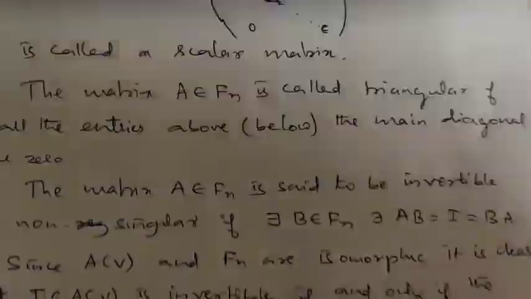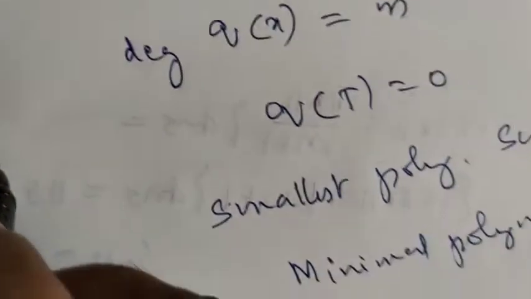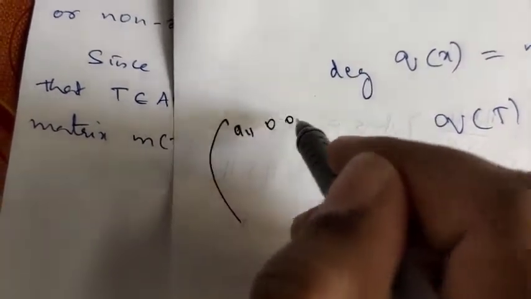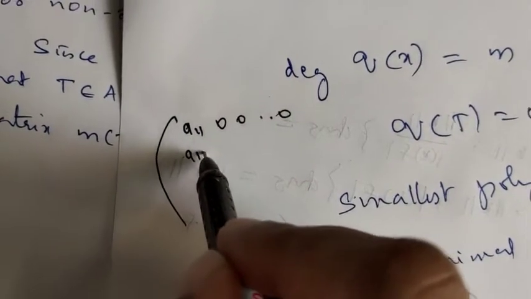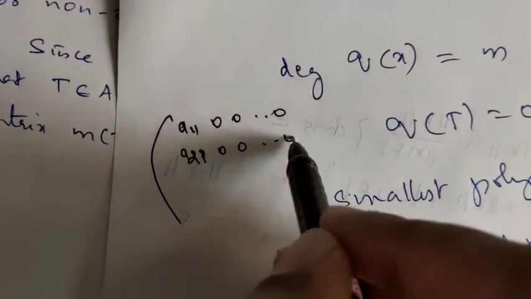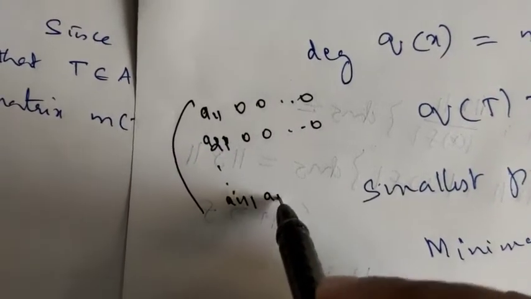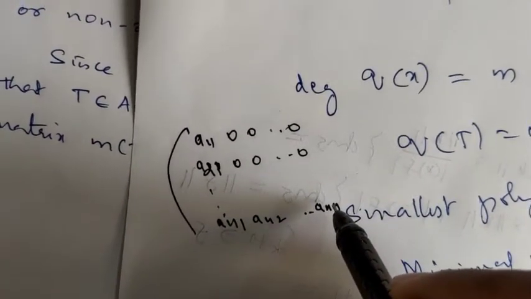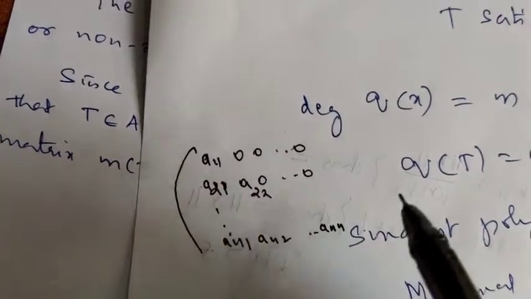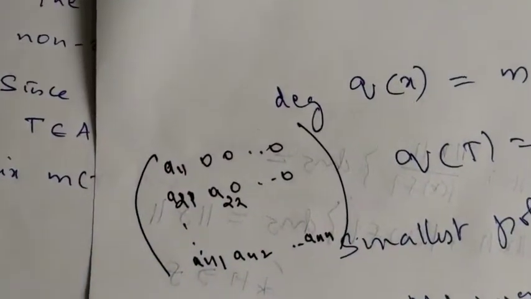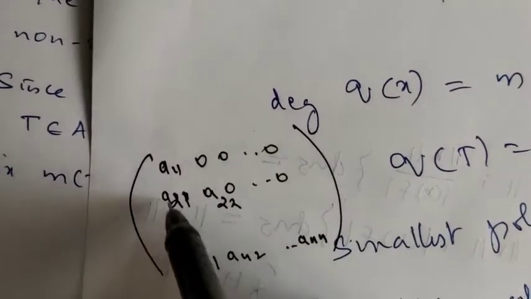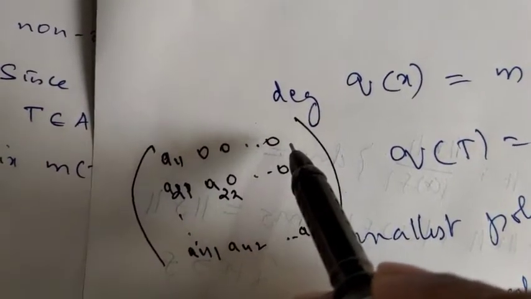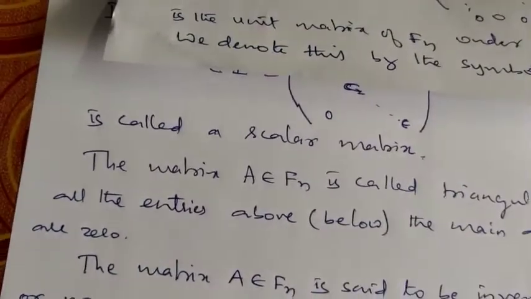So it looks like this. If you want to write it, say: a11 0 0 ... 0, a21 a22 0 ... 0, likewise an1, an2, ... ann. Likewise you can make these zeros and have elements like this: upper triangular and lower triangular matrices.